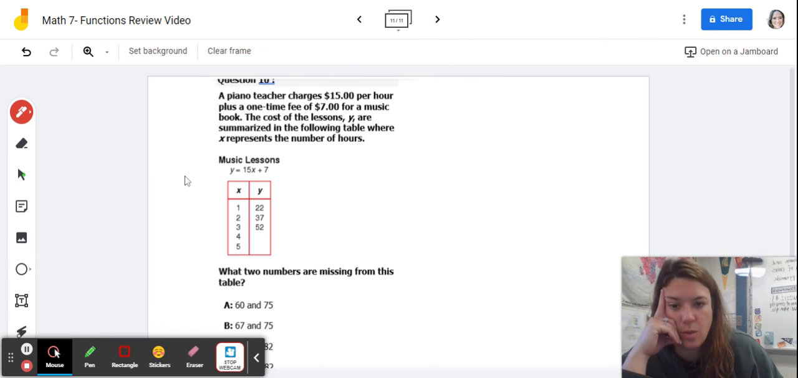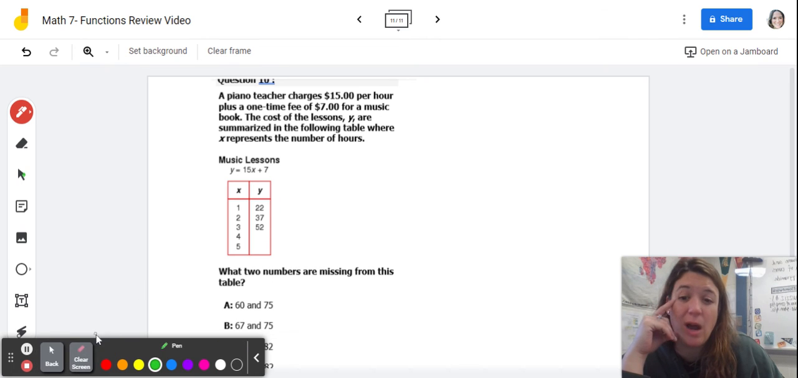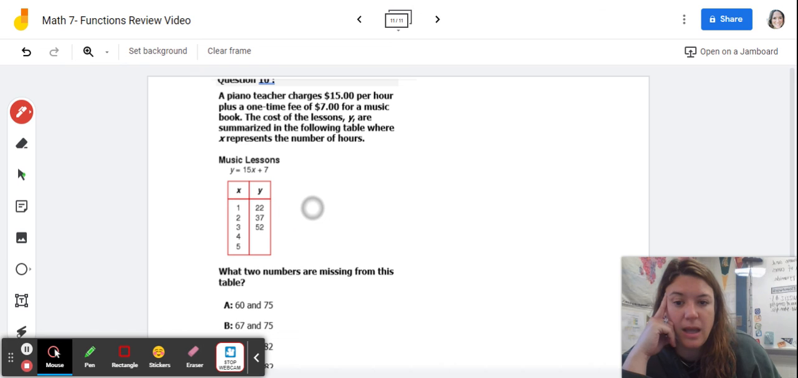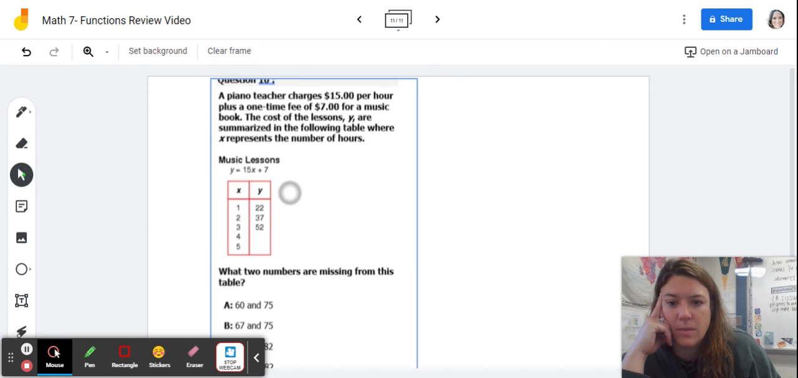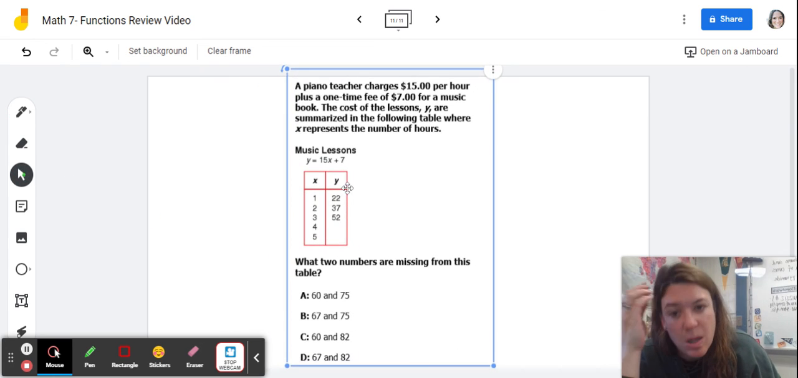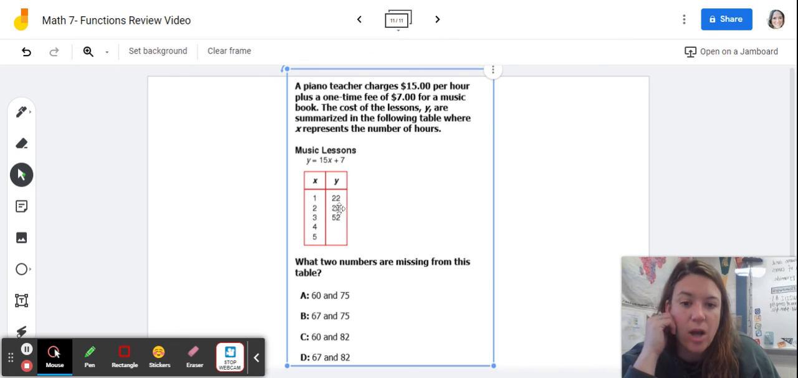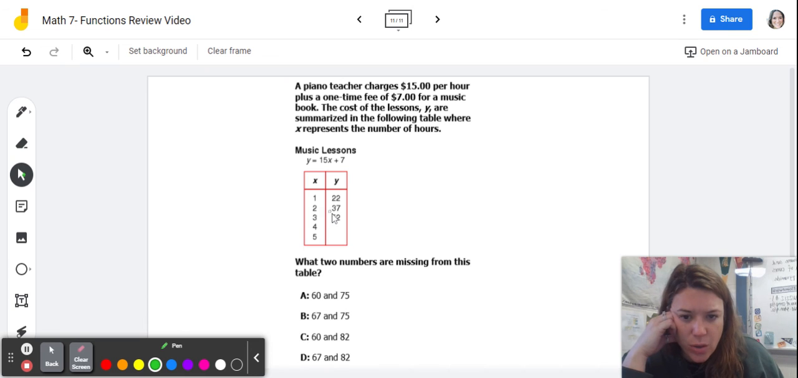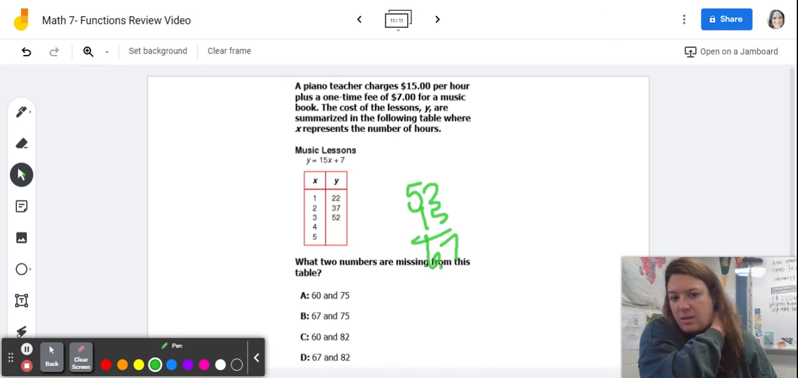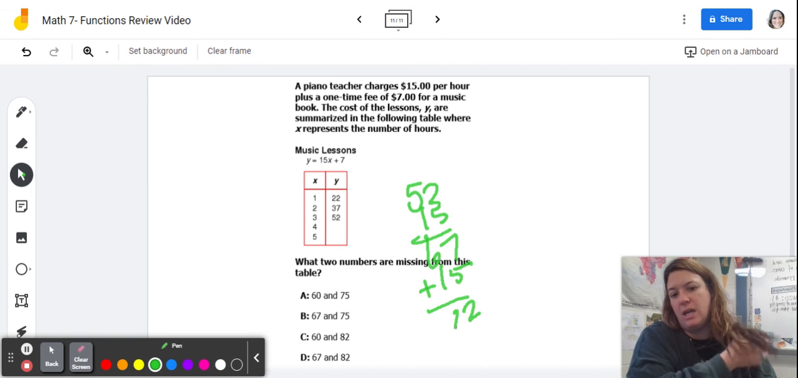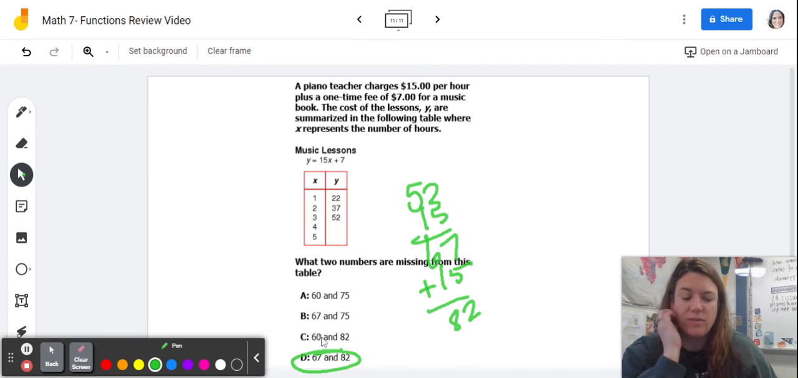Last question was one that most of you got right. Actually, what 2 numbers are missing? This is kind of a patterns type of question. So some of you just looked at it like, oh, I just need to add 15 to each one. So 52 plus 15, 67, and then plus 15, 82. So D, most of you got that one right.